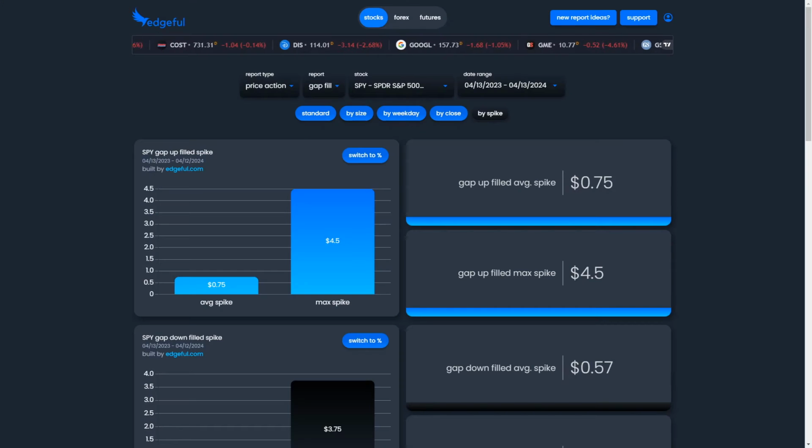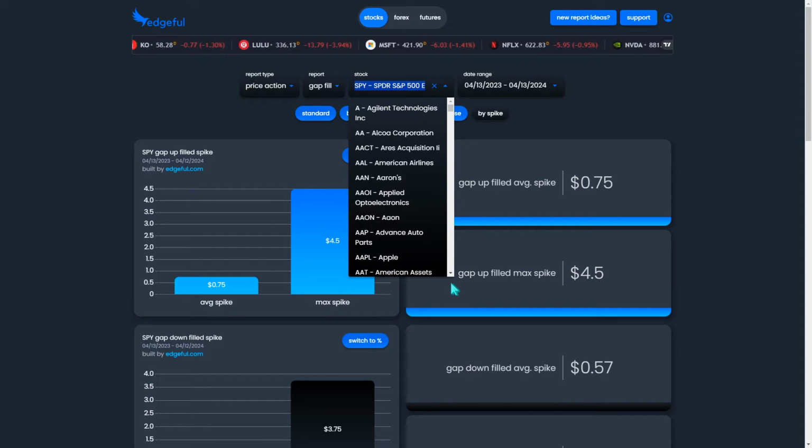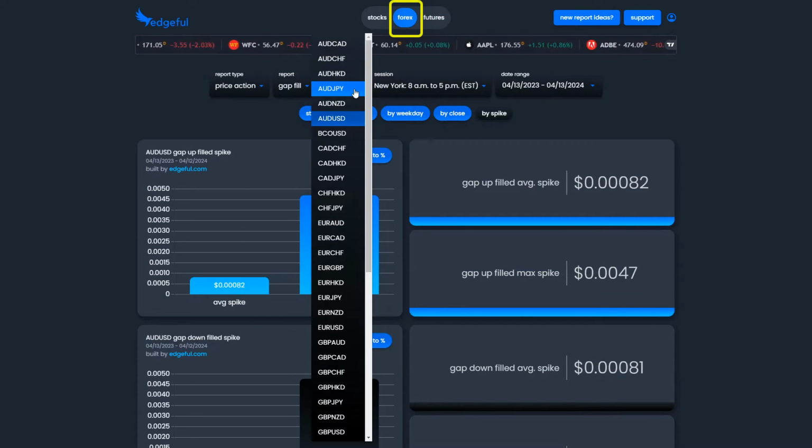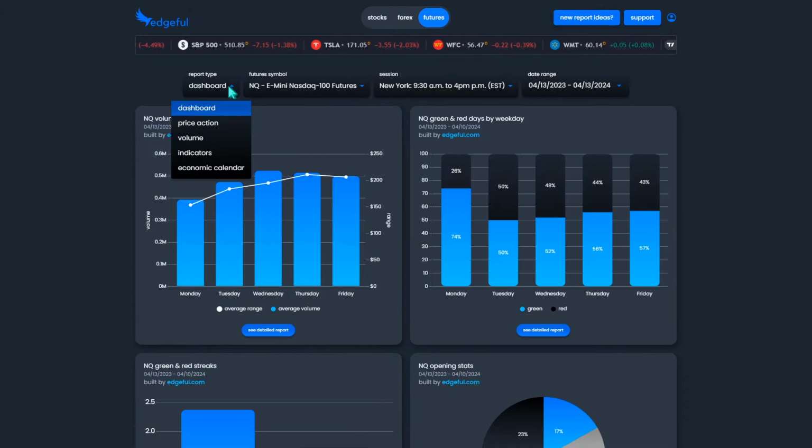Now, let's take a look behind the curtain. No matter what you trade, this is going to be helpful for you. First tab is stocks, and the default is SPY, but you can scroll up to Apple or whatever else you want to see. I've recently been looking at futures more. We have ES, NQ, YM, and a bunch of others. Moving over to forex, you'll see every major pair and cross you'd ever want. They have 4 report types. Today we're going to look at price action.